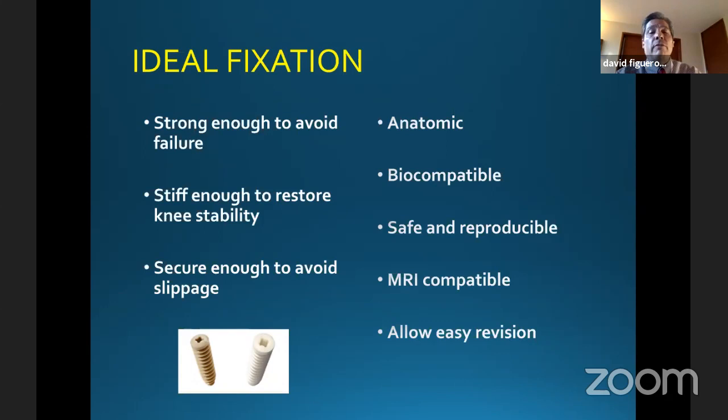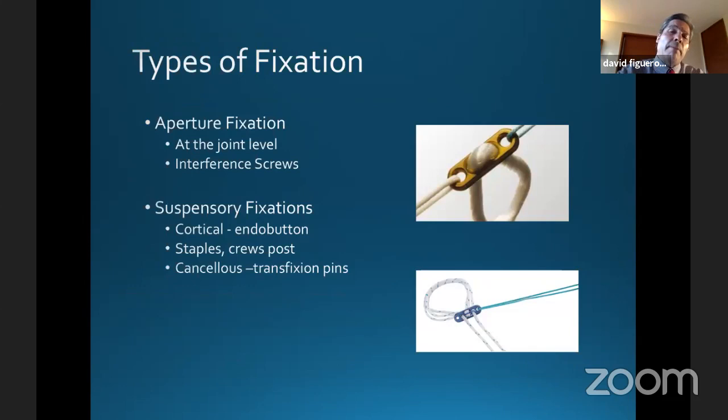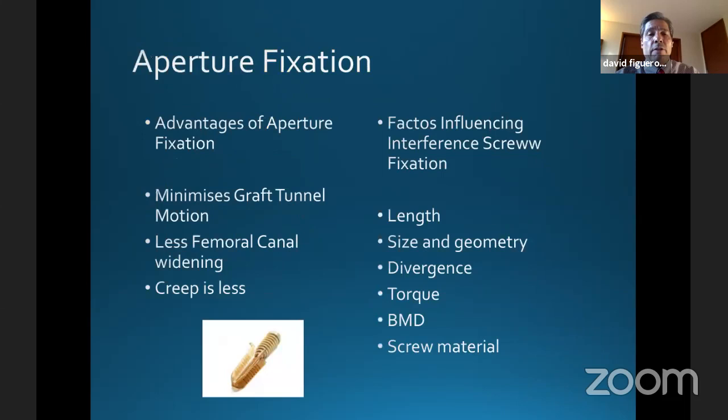In general, types of fixation are defined as aperture fixation and suspensory fixation. Probably aperture fixation with interference screws is the most used. And nowadays we have the possibility of suspensory fixation, especially cortical buttons, that are very useful when we use hamstrings. There are many advantages of aperture fixation: it minimizes graft tunnel motion, there is less femoral canal widening, and creep is less. And there are many factors that influence that fixation: the geometry of the screw, the length, the divergence, the torque, the bone morphology, especially the bone density, and the screw material. There are different materials for that kind of screw.